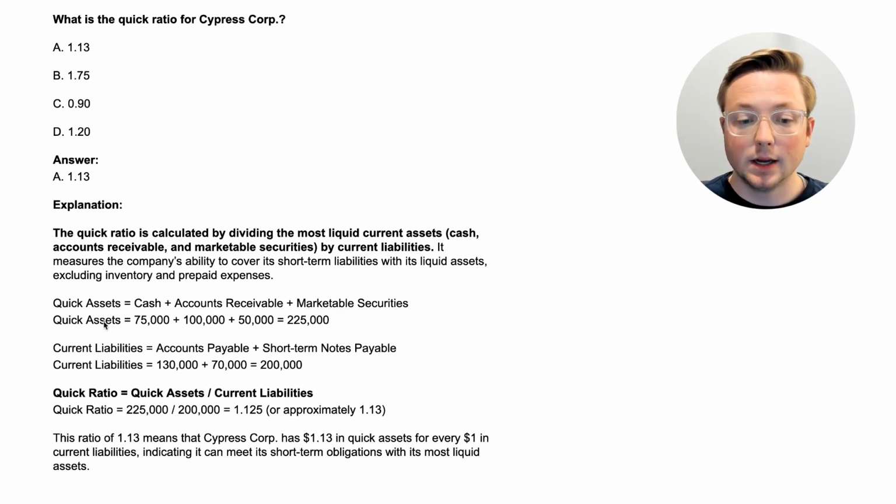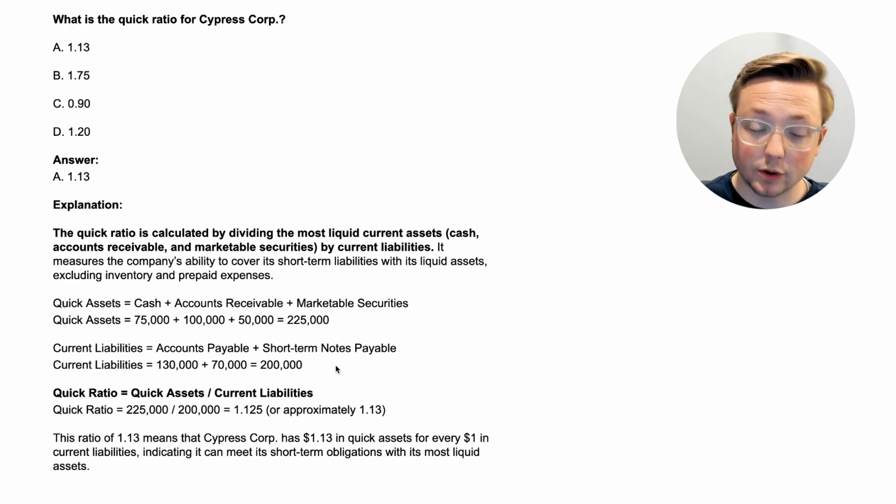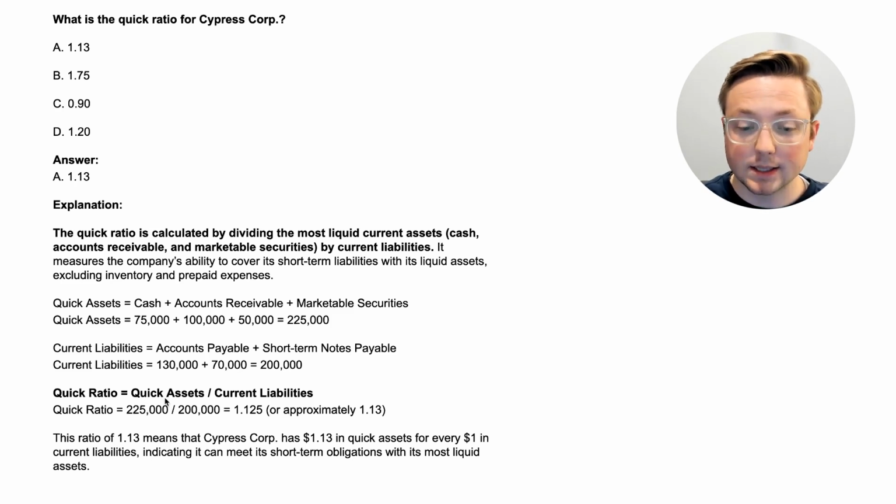So quick assets is the cash plus accounts receivable plus marketable securities. It doesn't include inventory or prepaid expenses. Just remember that. So you add that up. In this case, it's $225,000. Current liabilities, again, similar thing, accounts payable plus short-term notes payable, or any near-term payables or short-term liabilities. And that's $130,000 plus $70,000 is $200,000. So you take the quick assets divided by the current liabilities, and that gives you, with this quick ratio, 1.125, or if you round that, 1.13.